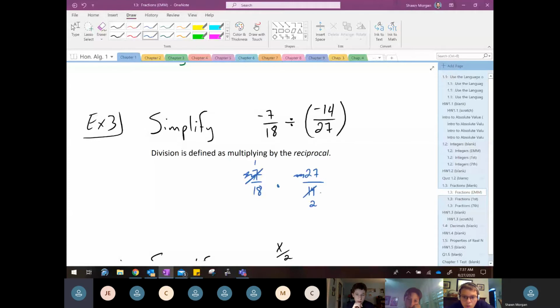They both can divide by 9. Each of those can divide by 9. So if I take out a 9, I'm left with 2. If I take out a 9, I'm left with 3. Now we've done our simplifying. Let's go ahead and multiply the top with the top and the bottom with the bottom. 1 times 3 is 3. 2 times 2 is 4. And all of a sudden, I got 3/4 for my answer.